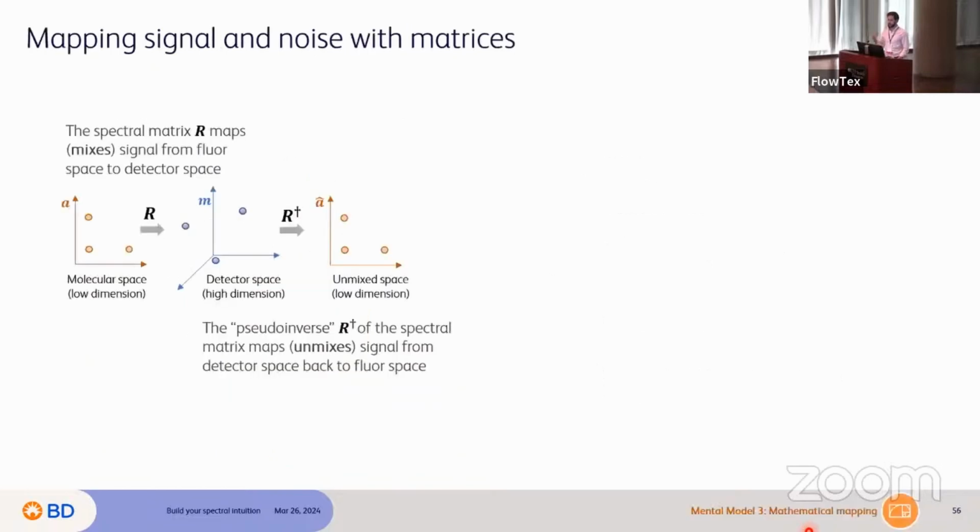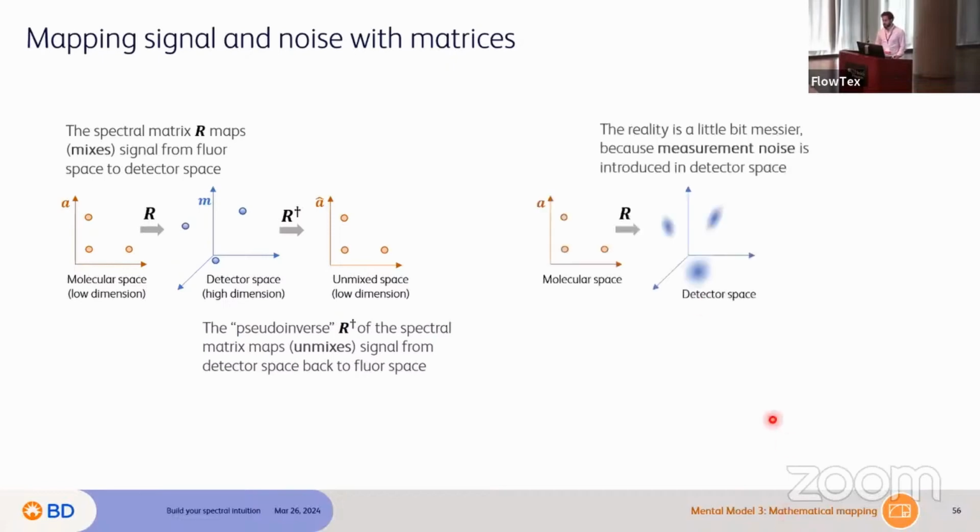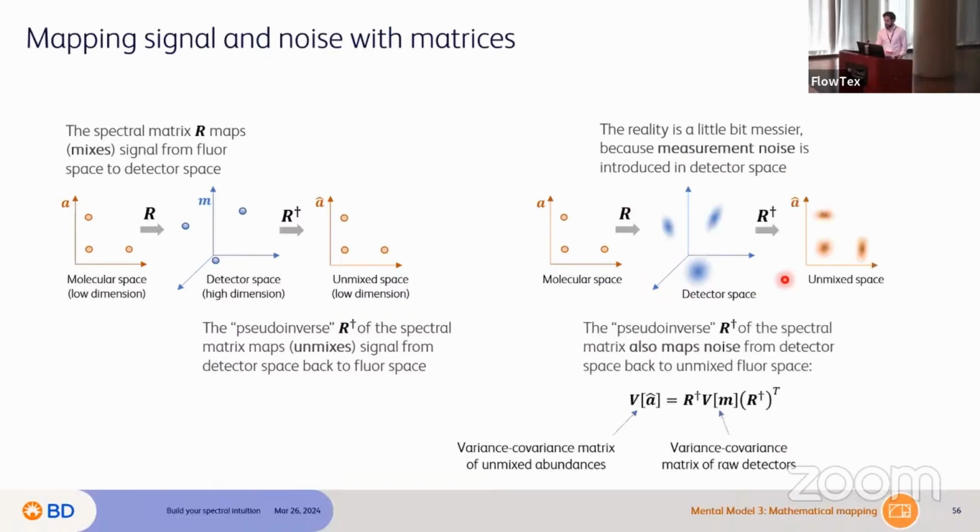How does that work? Well, I showed this concept of mapping before. Turns out if you go through and do a bunch of math, you're actually introducing noise inevitably when we go into this detector space, right? And that noise sticks around when I go back to my unmixed space. So even though I can do this mapping, I cannot get rid of noise that gets introduced, which is inevitable. There's math to describe how that process works.